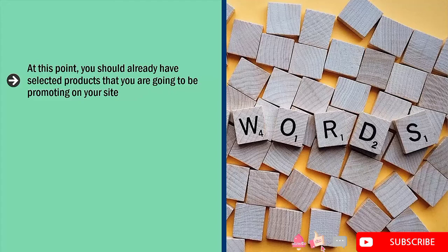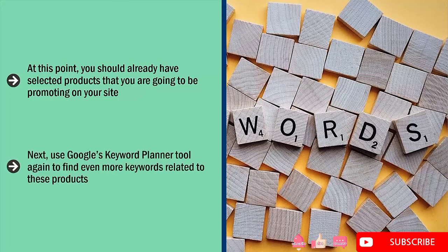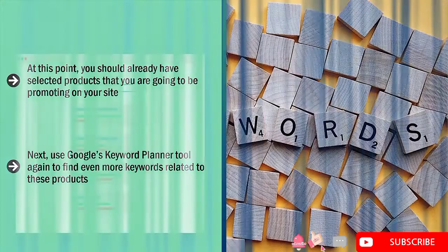These pages target certain keywords. So, get all those keywords. Next, use Google's Keyword Planner tool again to find even more keywords related to these products. At the end of this process, you should have a long list of pages full of keywords that are related to the products that you are promoting.